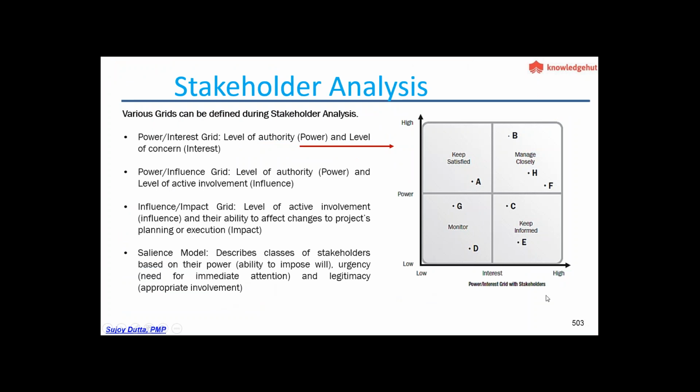So the one which is shown in the map is the power. So you would be managing these three people, like B, H, F, more closely, and person A has to be kept satisfied. Those who are C and E have to be kept informed about the status of the projects, and the rest, G and D, you are just monitoring.